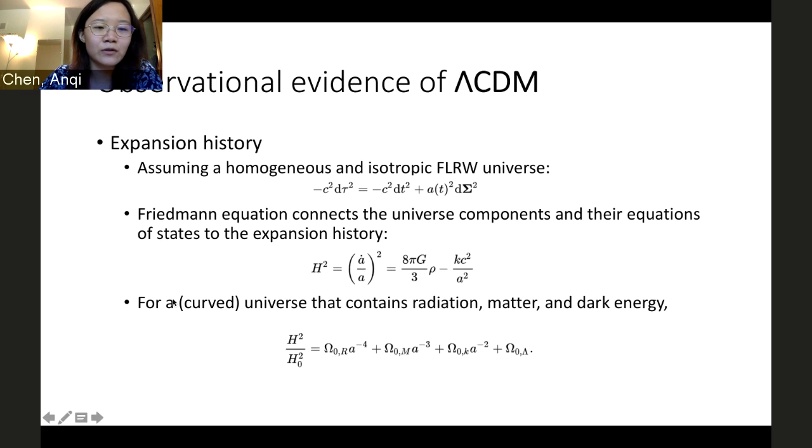For a curved universe that contains radiation, matter, and dark energy, we know how each of these components' energy density scales with the scale factor, and that brings us to the third equation on the slide. You can see from this equation that the radiation energy density scales with the scale factor as a to the -4 power, and for cold matter or ordinary matter, the energy density scales as a to the -3 power. The small k here is the curvature of the universe. It could be +1, 0, or -1, corresponding to a positive curvature, flat, and negative curvature universe.